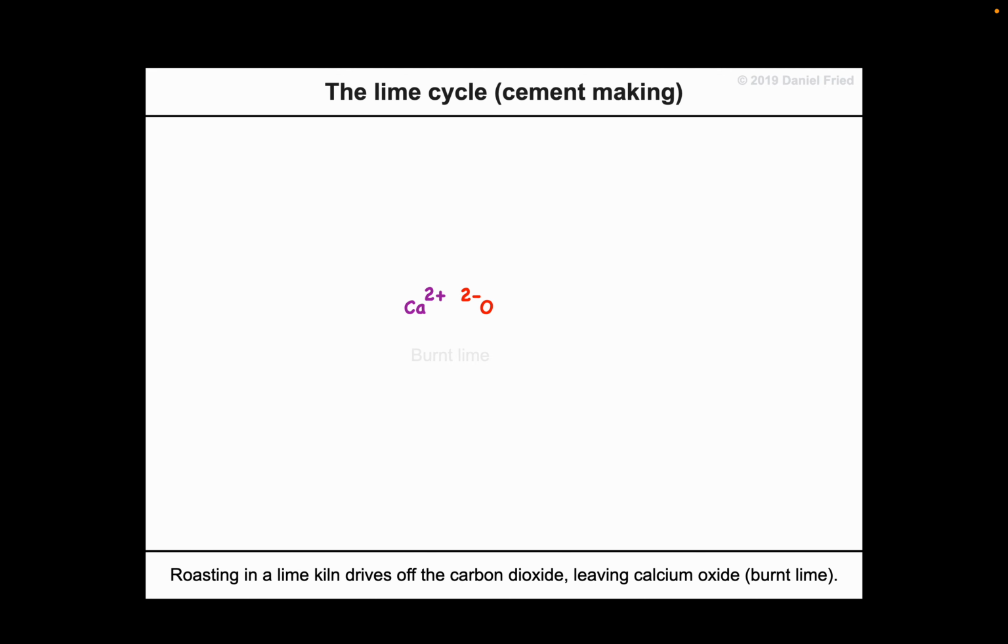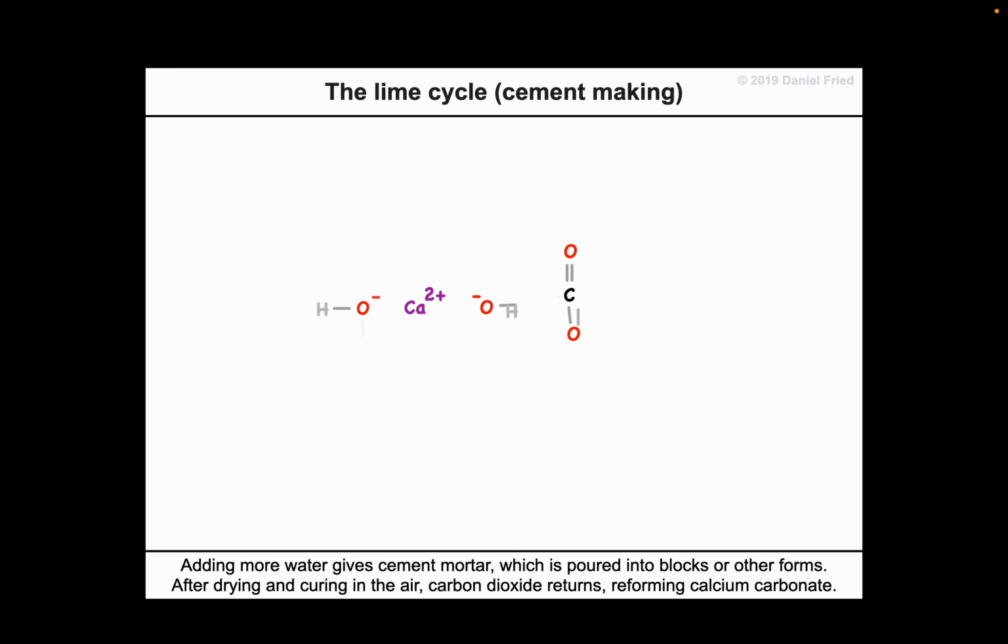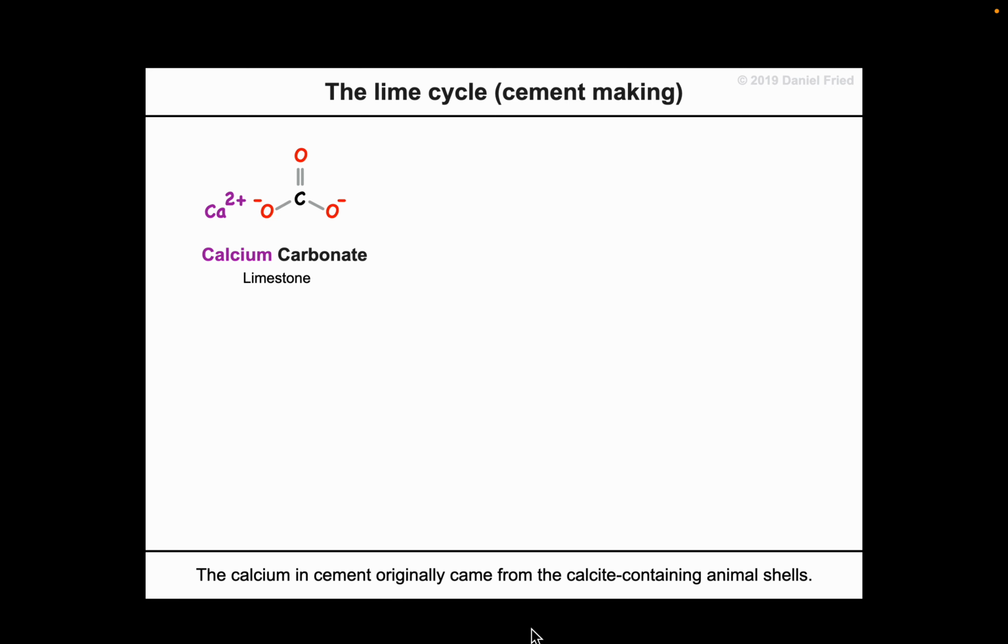Then what we're going to do is add some H2O. Adding water gives slaked lime, a brittle solid: calcium hydroxide. Here it is, hydroxide. Adding more water gives cement mortar, which is poured into blocks or other forms. After drying, carbon dioxide returns, forming calcium carbonate. Wait, this is what we began with, but it's different because it's been added with water, so that's the difference.